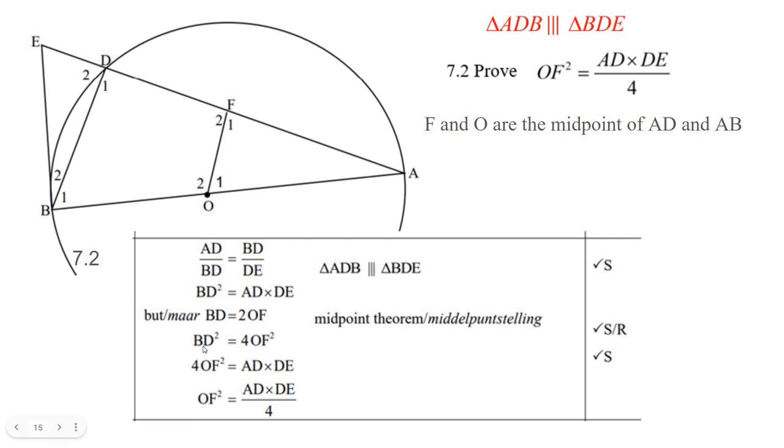What if we square BD? BD squared would be 2 times 2, 4 OF squared. Well, 4 OF squared equals BD squared, so I can replace BD squared with this: 4 OF squared equals AD times DE. Gee, we almost have it. Divide both sides by 4, and there's your answer.